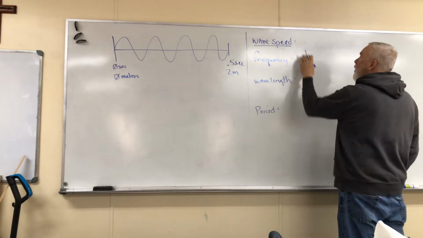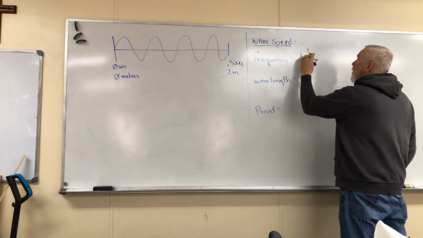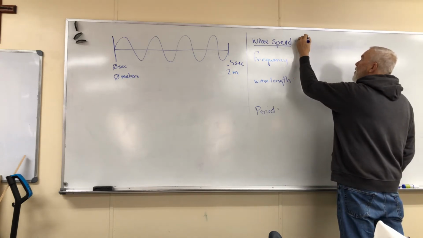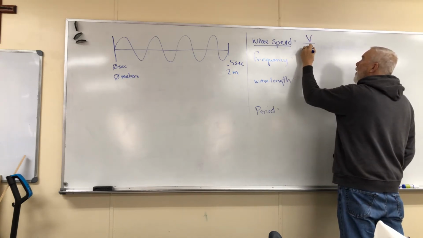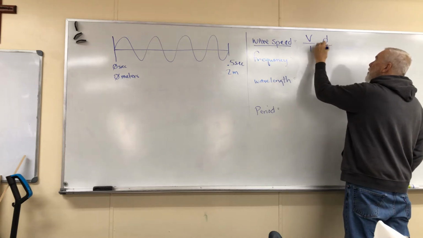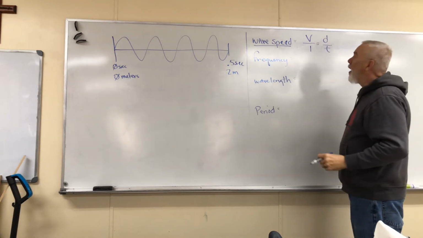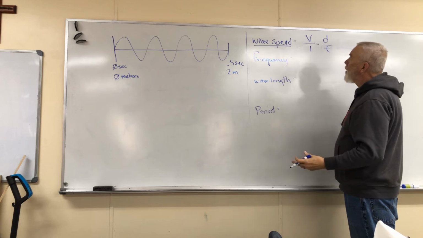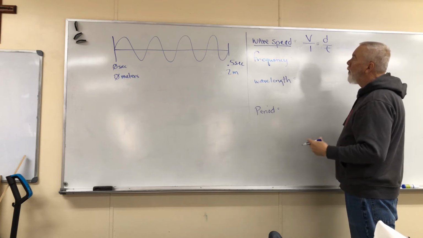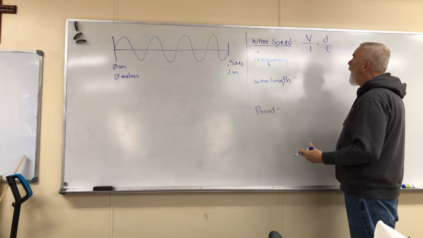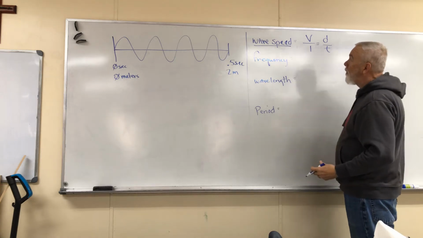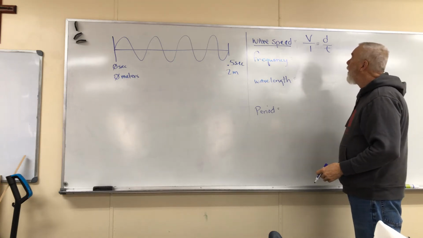We have two different formulas for waves. One of the formulas is this: the velocity is equal to the distance divided by the time. So that's one equation that we could use for solving for wave speed. If we have enough information, then we can solve for the speed or velocity of the wave using that equation.